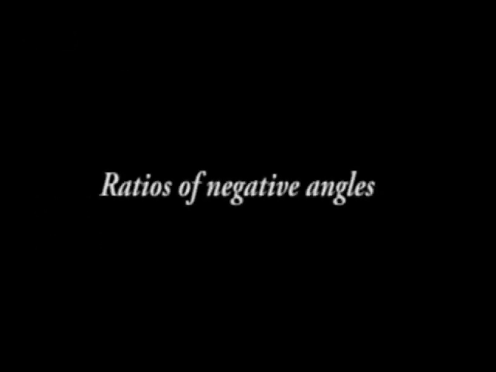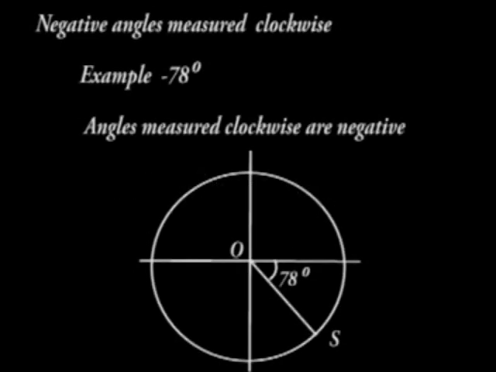Over to ratios of negative angles. Negative angles are measured from the x-axis in a clockwise direction. Consider the angle negative 78 degrees illustrated below. We then take the coordinates of S and proceed as usual.